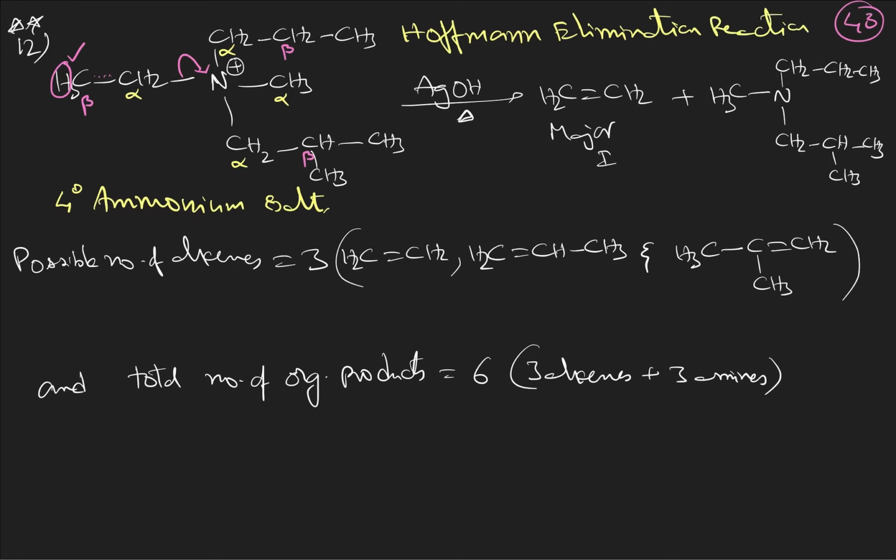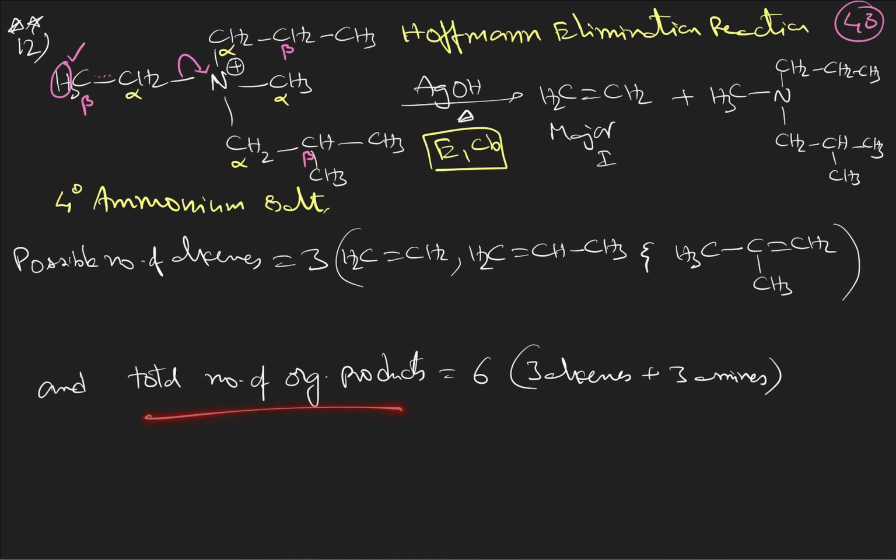This reaction also follows E1CB mechanism. Okay? And if the question asked is, what all possible alkenes are formed? By this beta hydrogen, one alkene is formed here. By this beta hydrogen, one alkene is formed here. By this beta hydrogen also, one alkene can be formed here. 3 alkenes are possible here.